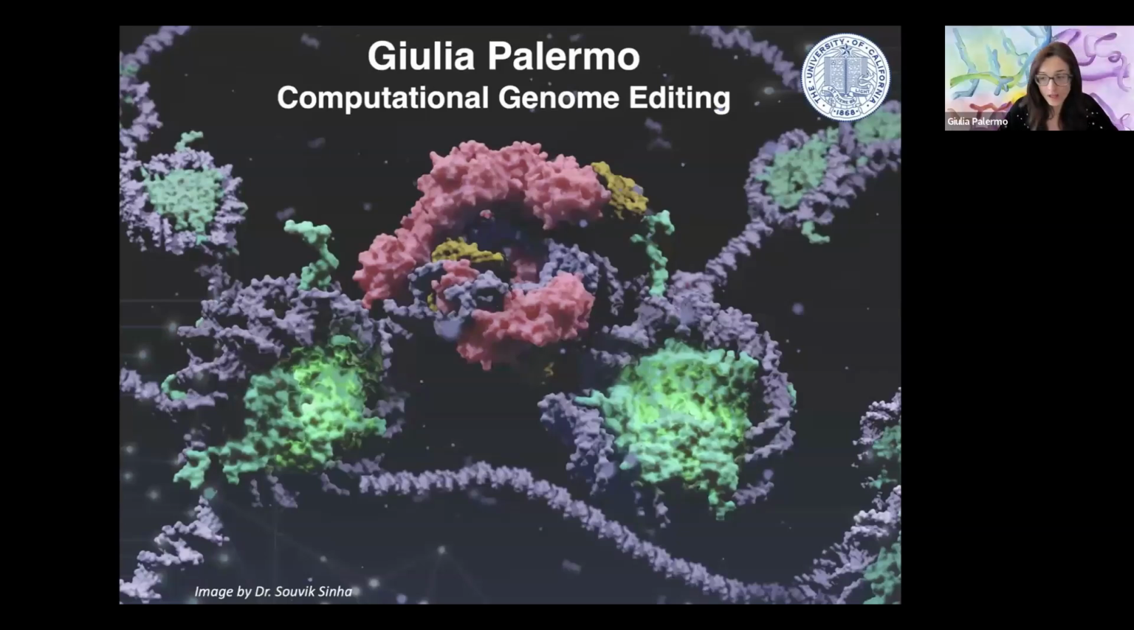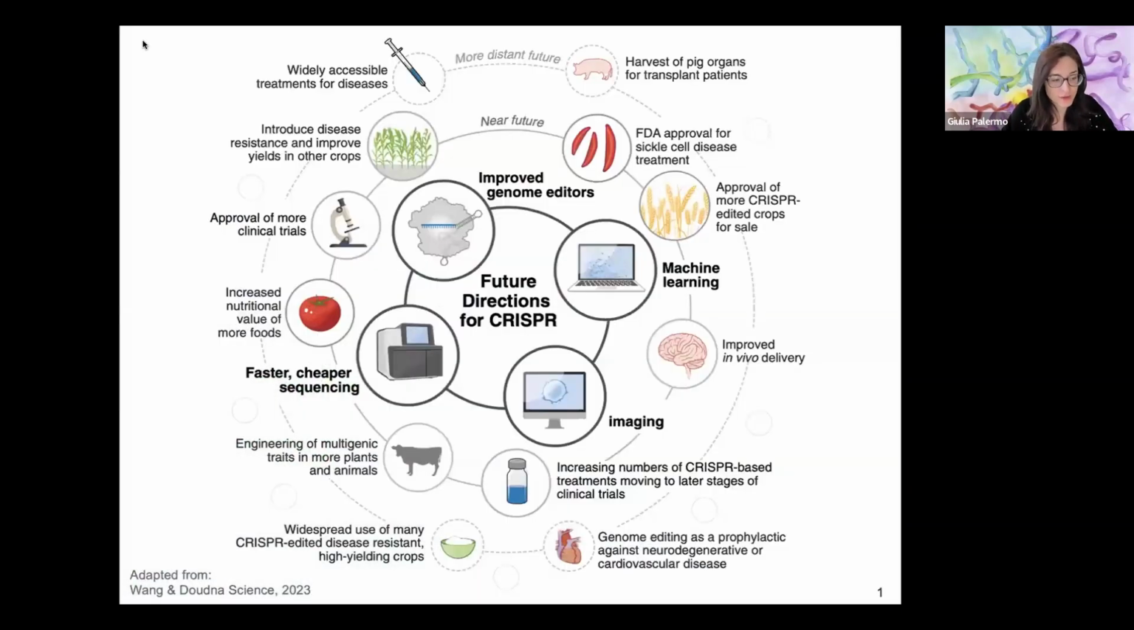Thank you very much. So I will tell you how we are using computational methods to characterize the function of genome editing systems, and also how we plan to engineer them. This slide is taken from a recent paper by Wang and Doudna, and it shows the future directions of the gene editing field. So this is where we could be in the near future and in the more distant future in terms of manipulating nucleic acids.